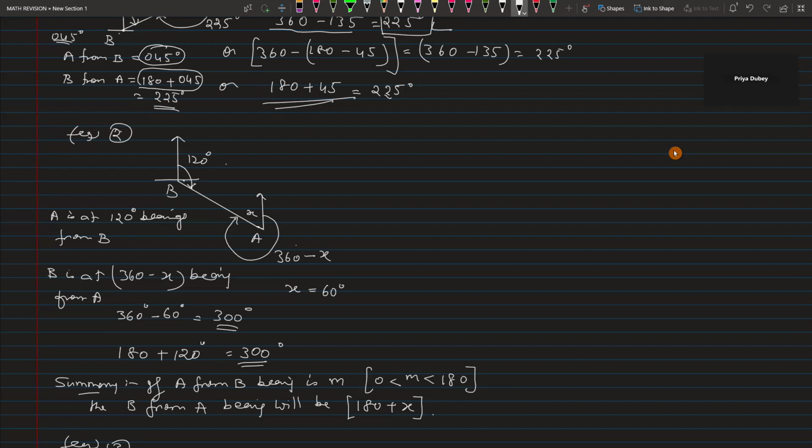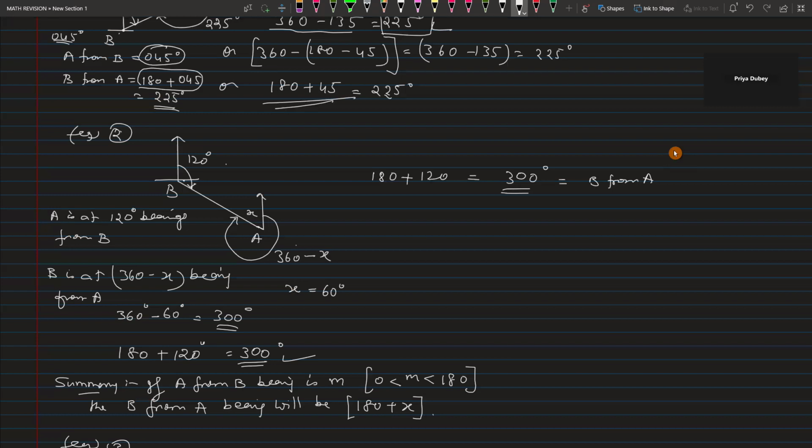Now use the shortcut method. Just see whether 120 is between 0 and 180 or 180 and 360. Very clearly 120 is between 0 and 180. So if the bearing is an angle between 0 and 180, you just have to add 180 to that. This will give you the answer. So this will work out to 300. So the bearing of B from A will be 300. Isn't it an easy shortcut method?